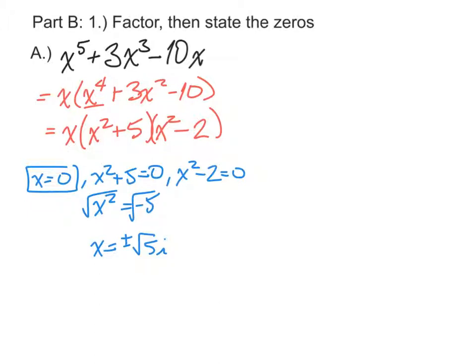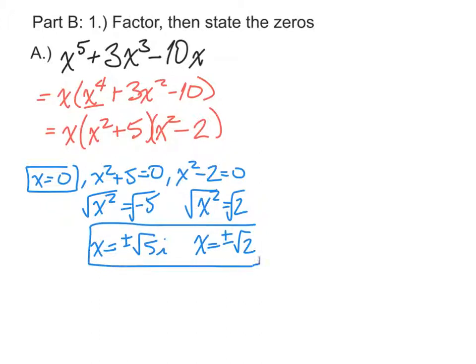Do it again now with x squared minus 2 equals 0. Add 2 to both sides, and then square root both sides, so x is equal to plus or minus the square root of 2. And those are all of our zeros.